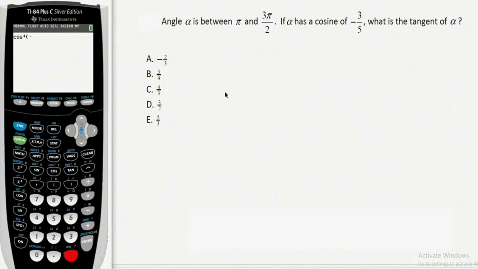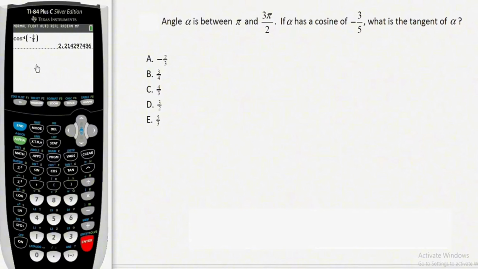Okay, we have 3 over 5. We use the fraction button: press alpha and this window button. So fraction is here, press this button, then press 1. Okay, so we have 3 over 5. Alright, so press equal to or enter button.